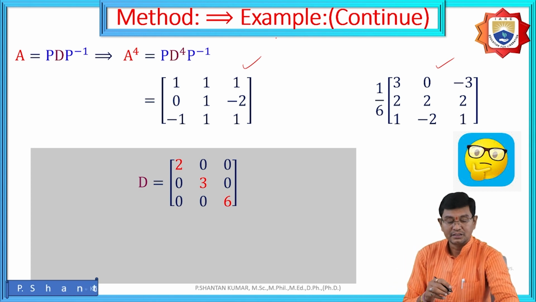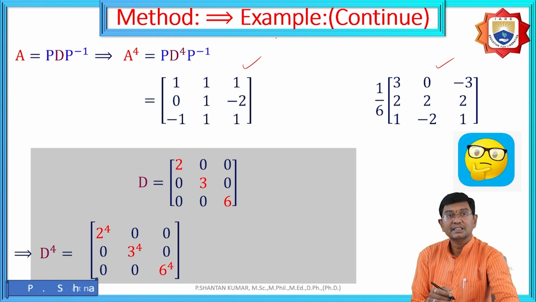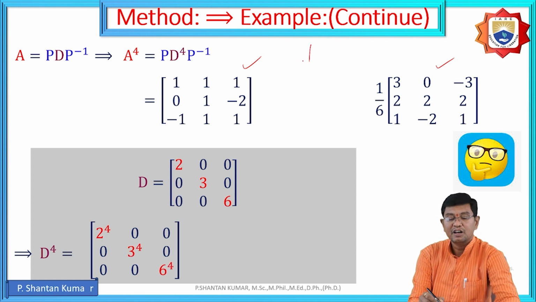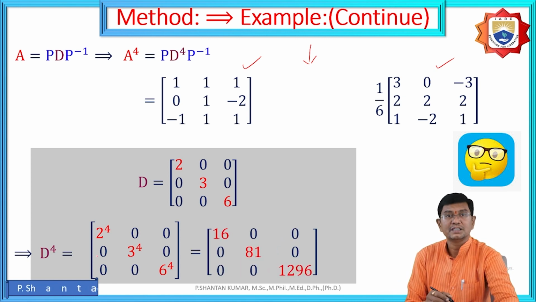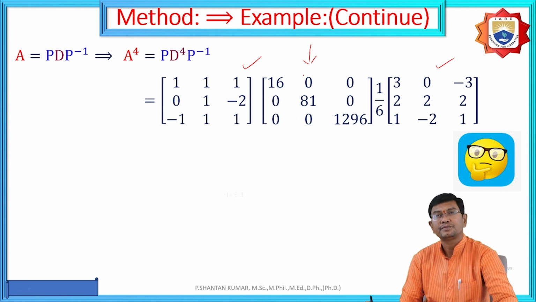That means 2 power 4, 3 power 4 and also 6 power 4. By calculating these, we replace them in the middle as D power 4. Here 2 power 4 is 16, 3 power 4 is 81, and 6 power 4 is 1296. This matrix we can replace in the middle place.